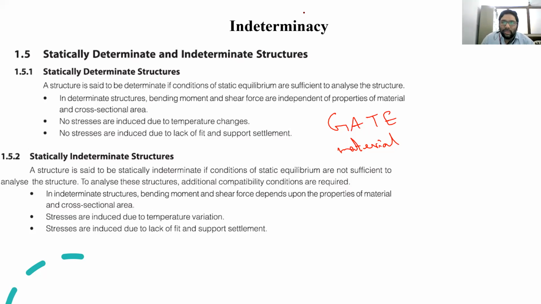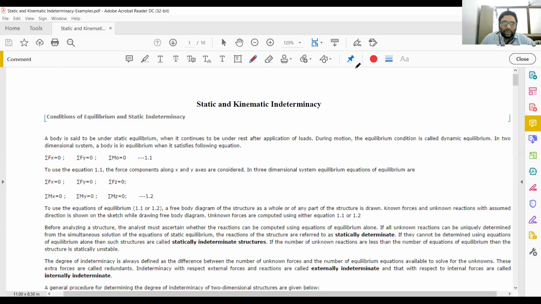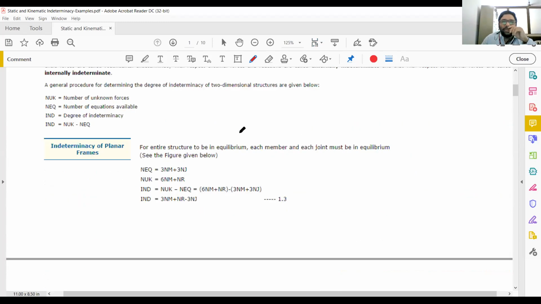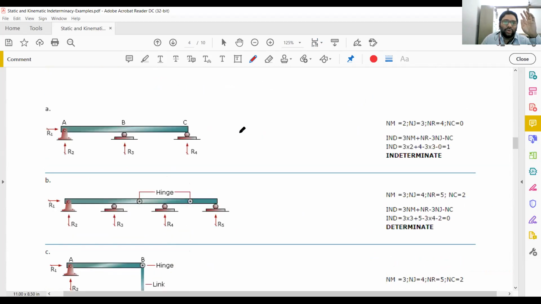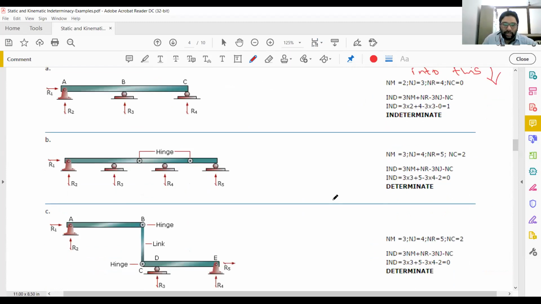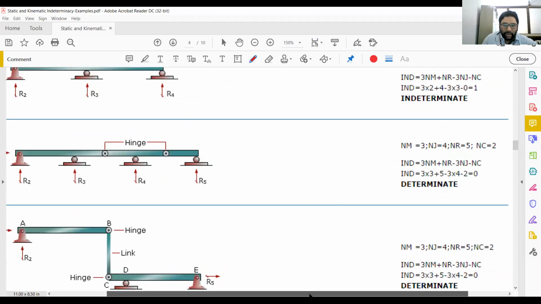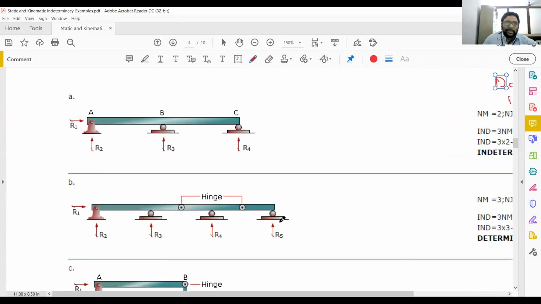So we will continue with the problems in the next 5 minutes. The next topic that we deal with is static and kinematic indeterminacy. In this manual, I will just show you, but don't look into this equation. Do not look into the formula, because I will be giving you a shortcut method for you to solve.